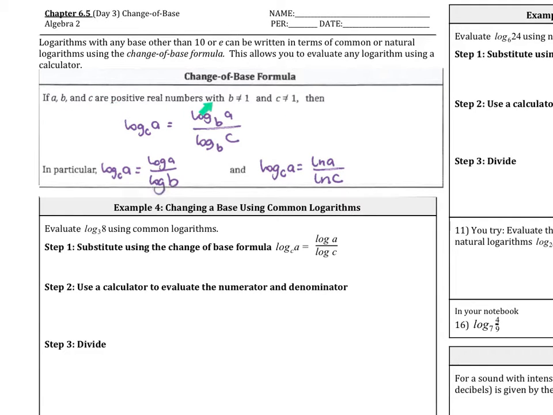If a, b, and c are positive real numbers, where b is not 1 and c is not 1, then log base c of a equals log base b of a over log base b of c. Notice that the a is in the numerator. The base here, c, becomes the number down here. In particular, log base c of a is log of a over log of c. What I want you to notice is that the base is now 10, which is what is on our calculator. Also, log base c of a could be natural log of a over natural log of c. So you could use either one in order to evaluate that log.